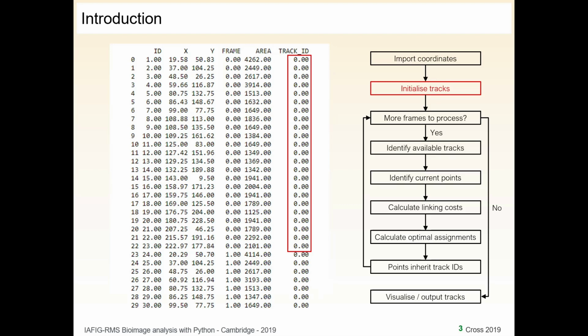The next thing we're going to do is initialize the tracks. So for the first frame, we don't have any tracks that we're going to be linking back to. So we can assume each of these cell instances is the first time point of that track. So to start with, they're 0, and then we just give them unique numbers, in this case from 1 to 23.